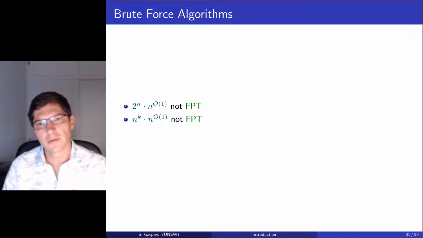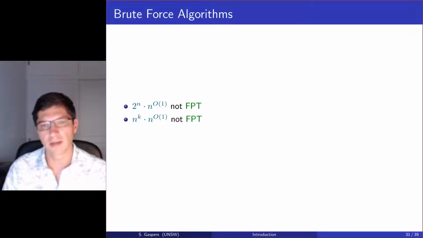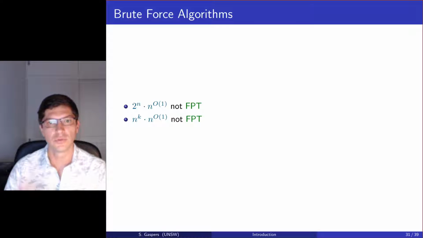Let's look at the algorithms we had already. The brute force algorithm: vertex cover is a subset problem, so in brute force, we can get an O star 2 to the power n time algorithm. That's not FPT because the exponential part here, the 2 to the power n, clearly depends on n.